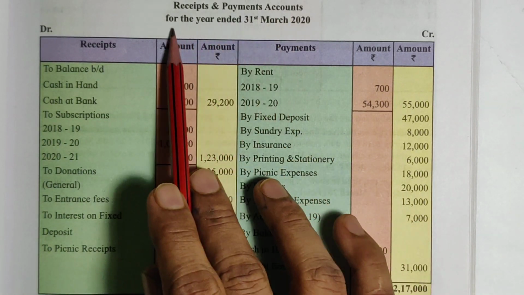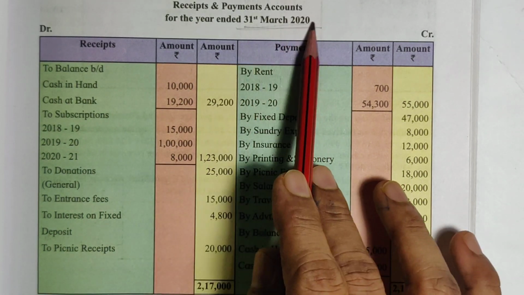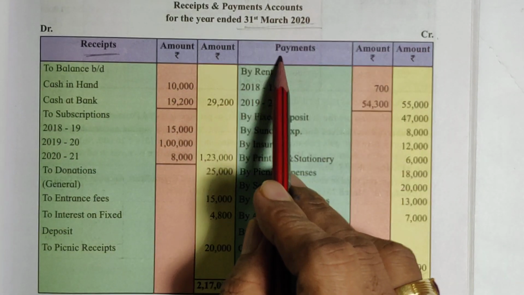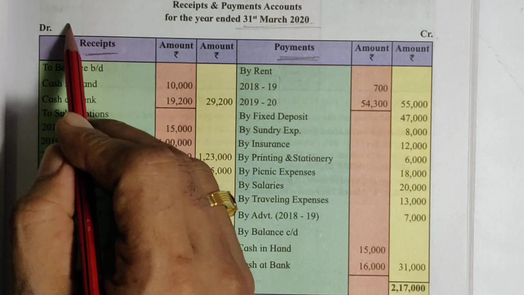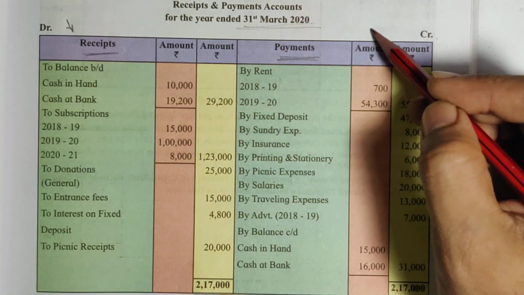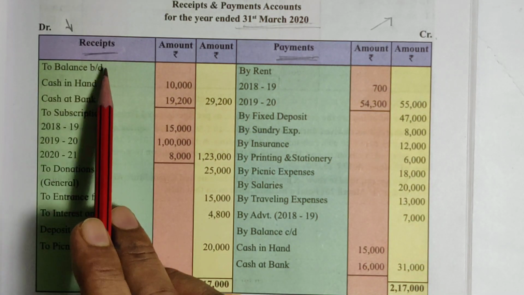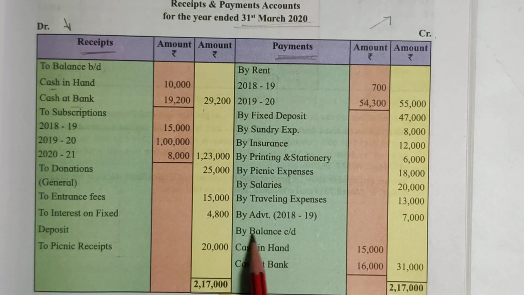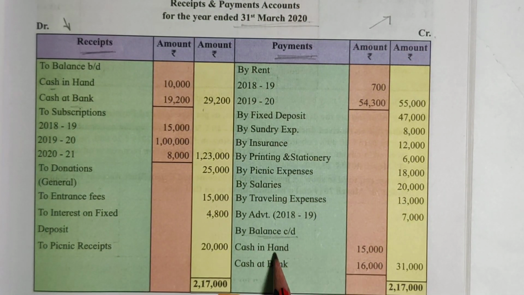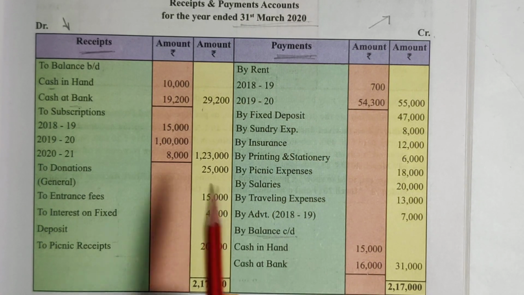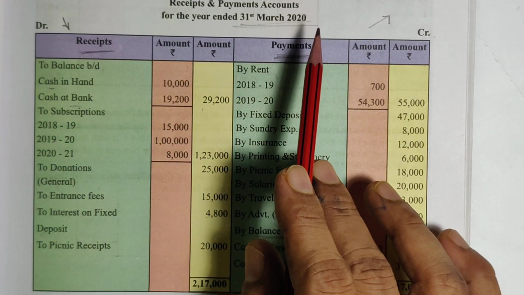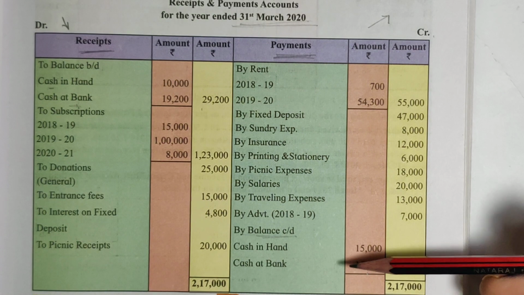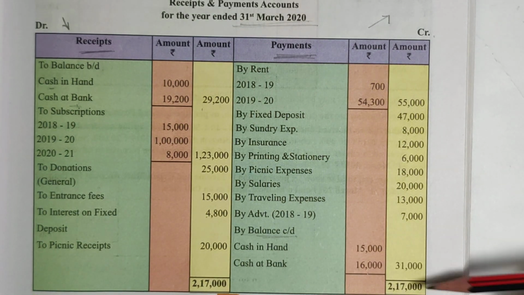Receipt and payment account for the year ended 31st March 2020. Debit side, receipt side is given. Credit side, payments items are given. This is inflow of cash. This is outflow of cash. To balance brought down is the opening balance of cash and bank. And by balance carried down is the closing balance of cash and bank. So this question, that is the receipt and payment account, commences with opening balance of cash and bank, and it closes with the closing balances of cash and bank account.